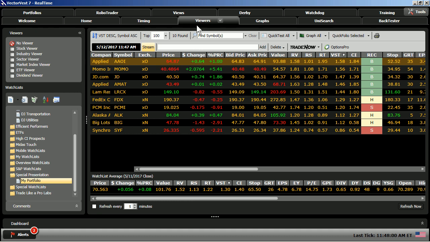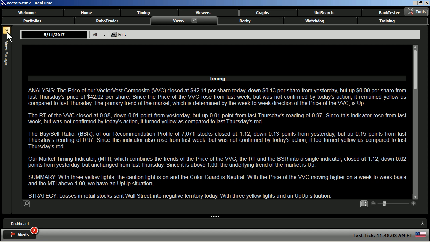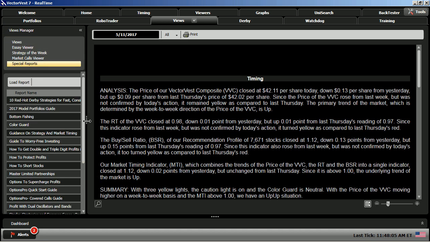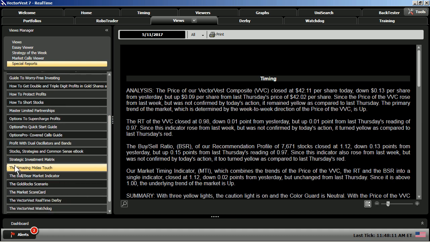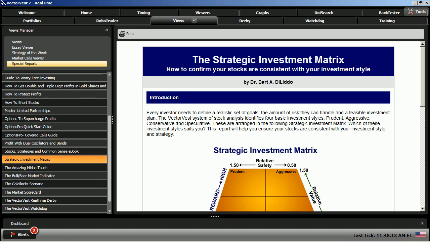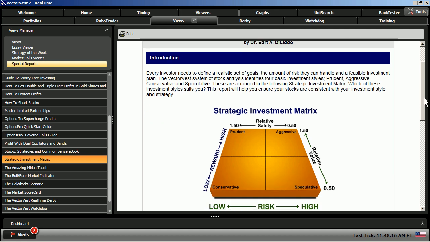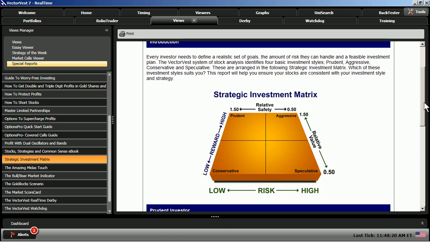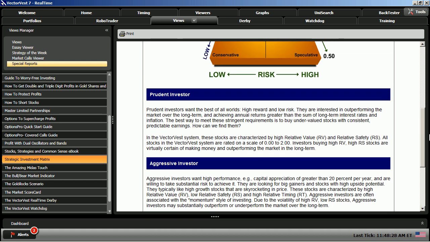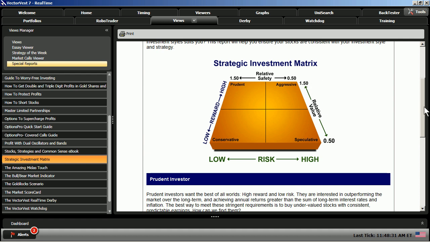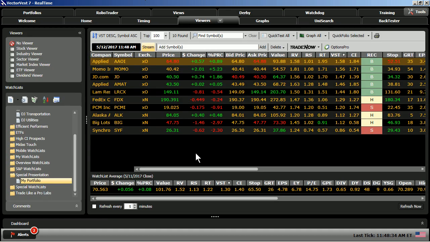And by the way, if I go up to the top, click on Views, open up our Views Manager, go to the Special Reports, we actually have a special report in here. I believe it's down near the bottom. Yep, Strategic Investment Matrix. It lays out what I just went through. Our little matrix here of basically your risk and reward profile for each investor temperament. Prudent investors, aggressive investors. So I would suggest to read this. It really compares the RVs and the RSs of the stocks to help you understand yourself as the individual trader or investor.